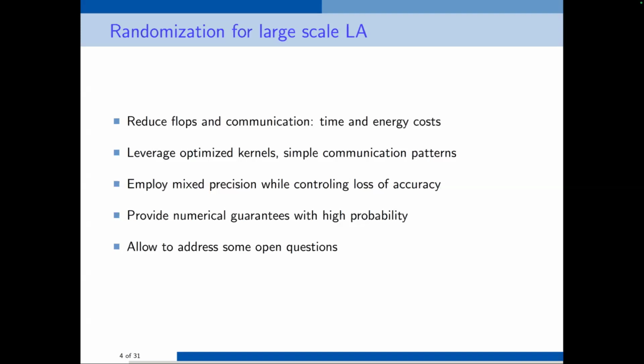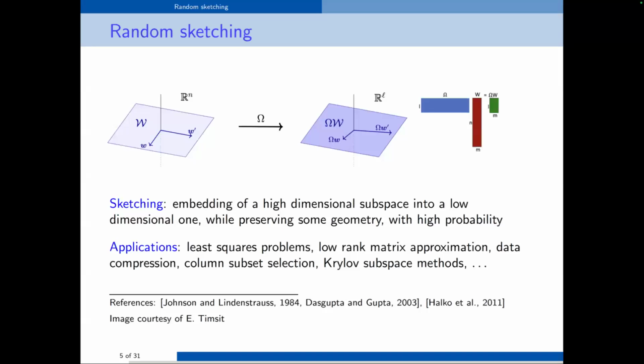And interestingly, sometimes we can solve some open questions. For example, if you want to do the LU factorization of a matrix and you worry about the growth factor, then if you pre-multiply with a random matrix, you will control the growth factor. So I will not be talking about this today. I'll focus more on solving linear systems, but let me first explain what randomization is.